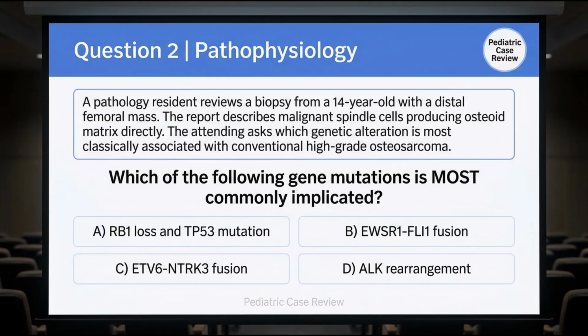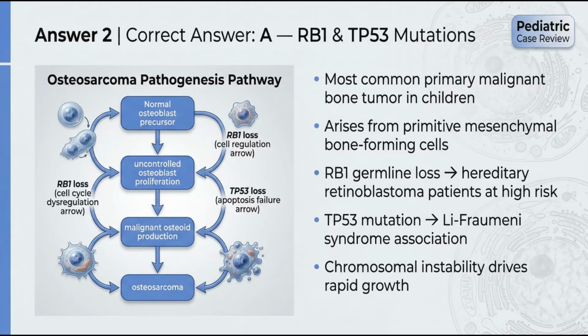Question 2. Pathophysiology. A pathology resident reviews a biopsy from a 14-year-old with a distal femoral mass. The report describes malignant spindle cells producing osteoid matrix directly. The attending asks which genetic alteration is most classically associated with conventional high-grade osteosarcoma. Which of the following gene mutations is most commonly implicated? Option A, RB1 loss and TP53 mutation. Option B, EWSR1-FLI1 fusion. Option C, ETV6-NTRK3 fusion. Option D, ALK rearrangement. The correct answer is option A, RB1 loss and TP53 mutation.